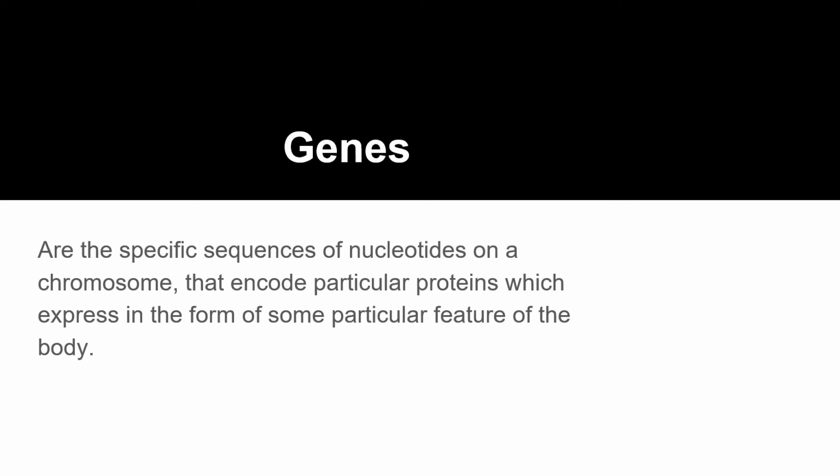Genes. They are specific sequences of nucleotides on a chromosome that encode particular proteins, which express in the form of some particular feature of the body. Our height is determined by the genes and our skin color is also determined by the genes. Genes are the things that transfer genetic information from parents to offspring. That's why we resemble our parents and grandparents.